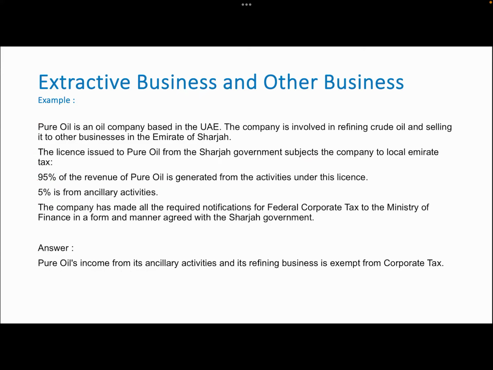Now, next example, same example, but instead of 91%, here it is 95%. Instead of 9%, now it is 5%. Now, this is within the rule. What is the rule? 5%. The other business should not exceed 5%. So, none of the income will be subject to corporate tax. What is the answer? Pure Oil's income from its ancillary activities and its refining business is exempt from corporate tax.